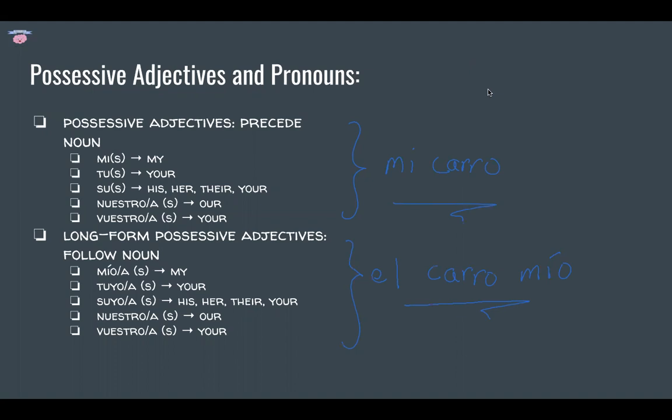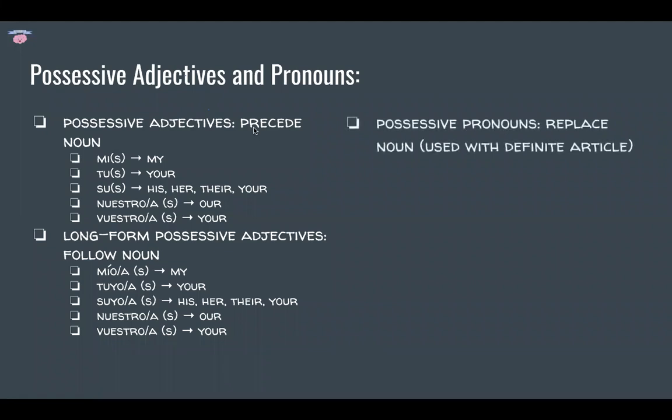Just remember the position. And now we're also going to be looking at possessive pronouns, in which things get a little more confusing. These replace the noun because the definition of pronoun is a word that replaces the noun. And this is always used with a definite article. And yes, it's the same exact word as the long form possessive adjectives, except this one, you can tell the difference when there is no noun. So again, I'll show you an example.